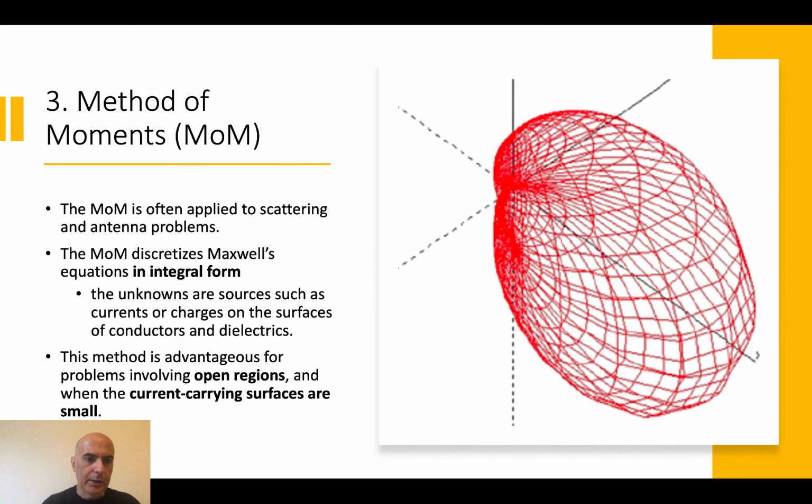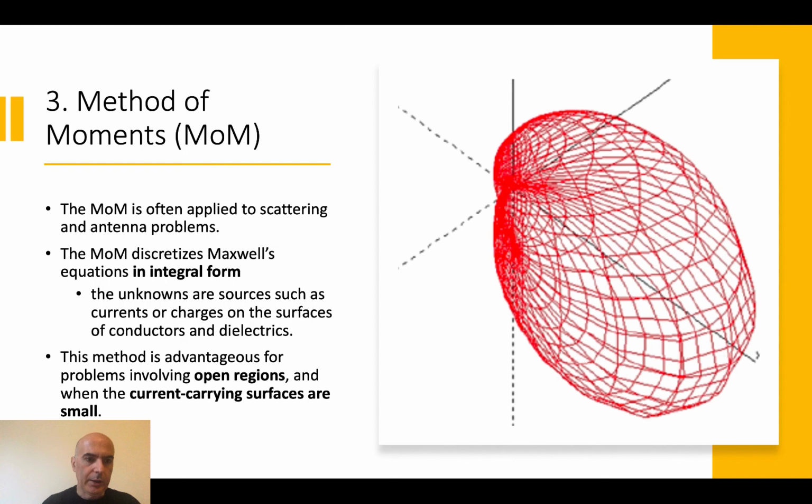The last and third method family that we're going to focus on in this course is called the method of moments or MOM. The MOM is often applied to scattering and antenna problems. The MOM, differently from the finite difference method, doesn't use the differential form of the Maxwell equations. Instead, it uses the integral form of the Maxwell equations. So we will start from an integral formulation of the Maxwell equations, and then we'll derive the method itself. The unknowns of the method are sources, such as currents or charges on the surface of conductors and dielectrics.